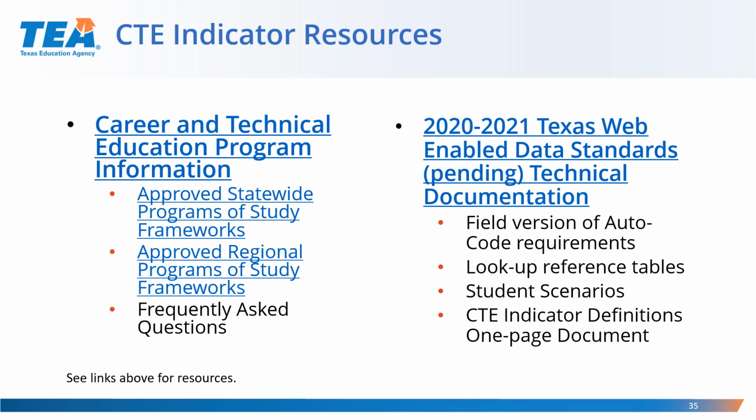On this slide, there are links to the program and technical documentation. So on the CTE program information on the TEA website, we have the approved statewide and regional programs of study, and we are posting frequently asked questions that should answer most of the questions not covered in this presentation. On the TWEDS site, we are going to have the field version of autocode requirements or the specifications for calculating autocodes, the lookup reference tables that provide all the different data elements and the crosswalk table for understanding course completion patterns and autocoding. We have the student scenarios document posted and the one-pager definitions document. And so the links in this PowerPoint presentation that are going to be posted on the TEA website will connect you to those two websites.